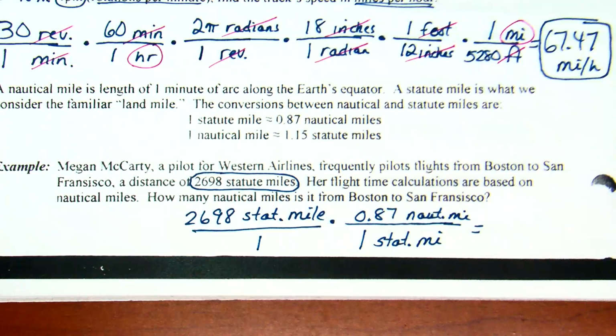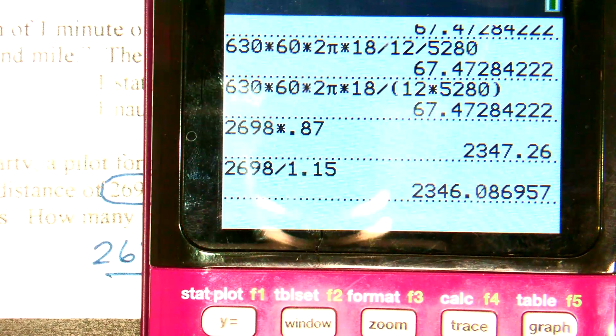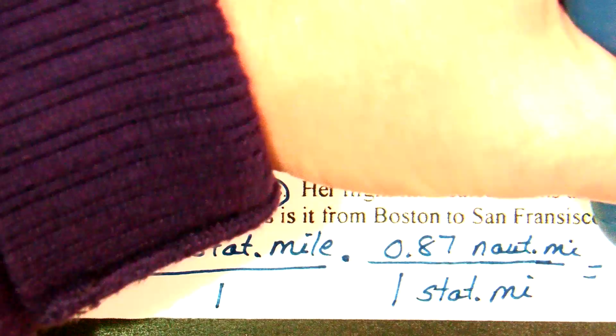Here on the calculator is the difference between the two answers. Sometimes they're a little closer than that. This one, they're a little farther apart. I obviously would allow for that on a quiz or a test. Okay. They're still both in that same ballpark of 2,346 or 47. Which, when you're talking that many miles, 1 mile difference is not a huge thing. So, 2,347.26 nautical miles is what I'm going to write down because that's what goes with the calculations I wrote down.